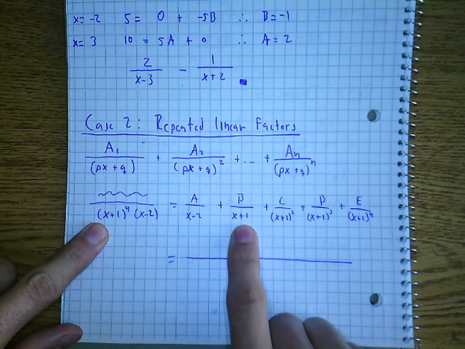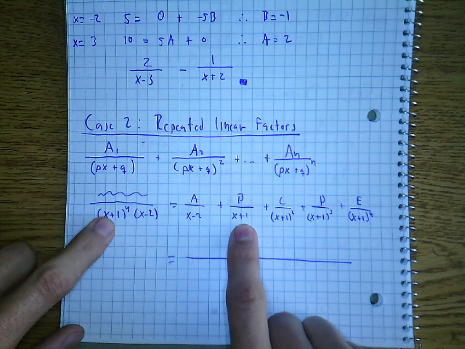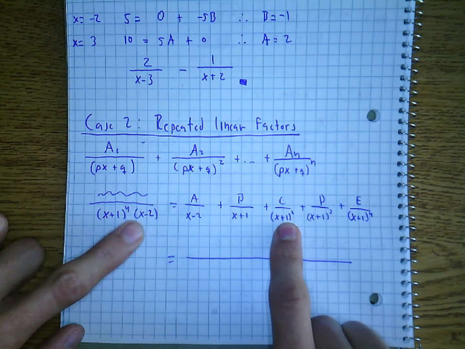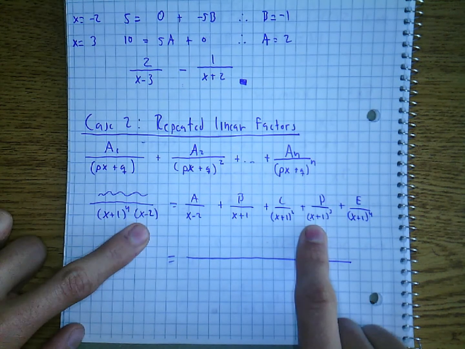What about this one? x minus 2 to the power of 3, and then x plus 1 to the power of 3. Agreed? And then this one would be x plus 1 to the power of 2, and then an x minus 2. And then this one would need an x minus 2, and then just an x plus 1. And this one would only need the x minus 2.